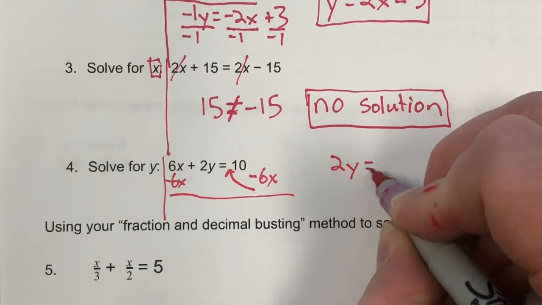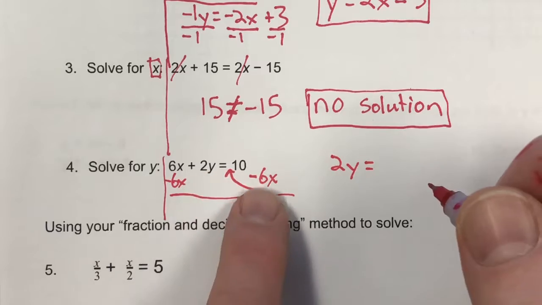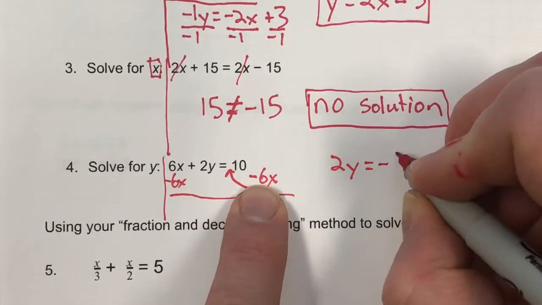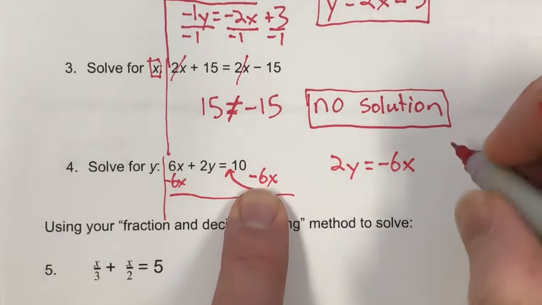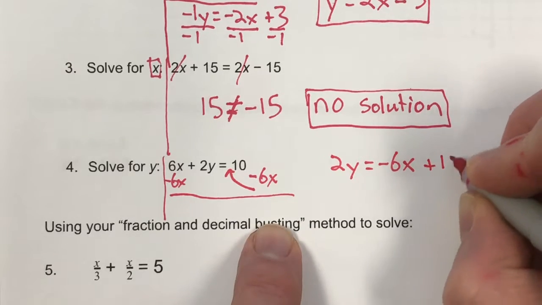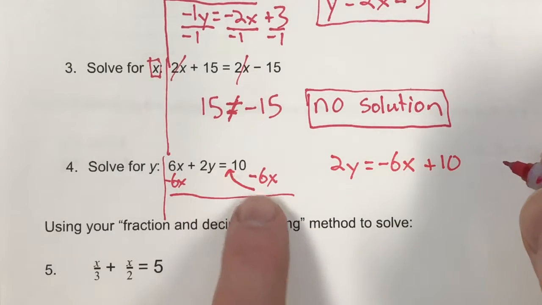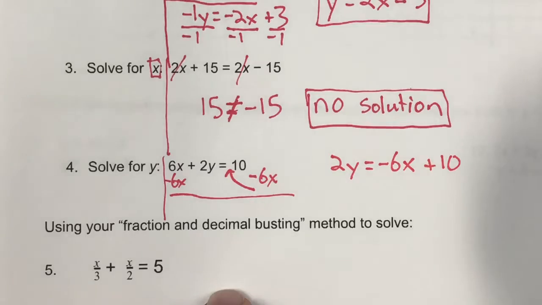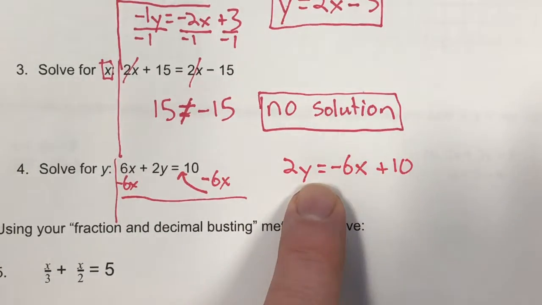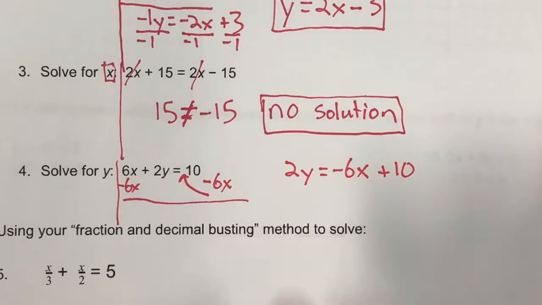So now I'm going to rewrite what I have here. I have a 2y on the left side, equals, I'm going to put that negative 6x first, and then I'm going to add that 10. I guess you could put 10 minus 6x, and I wouldn't count you wrong, but we want to get in the practice of always putting the x in this form.